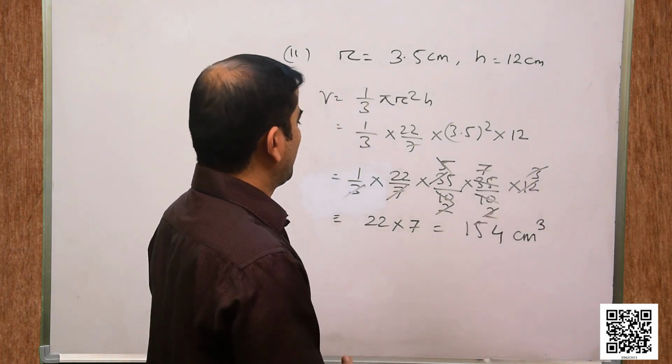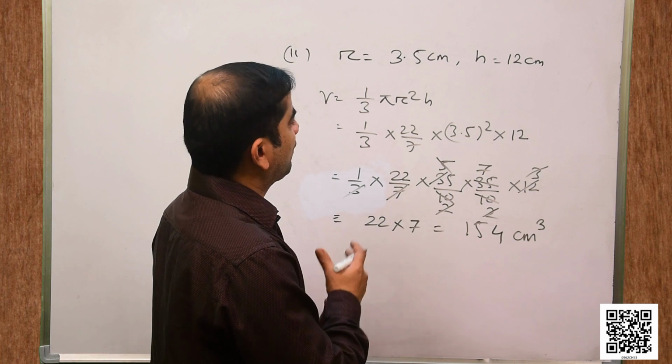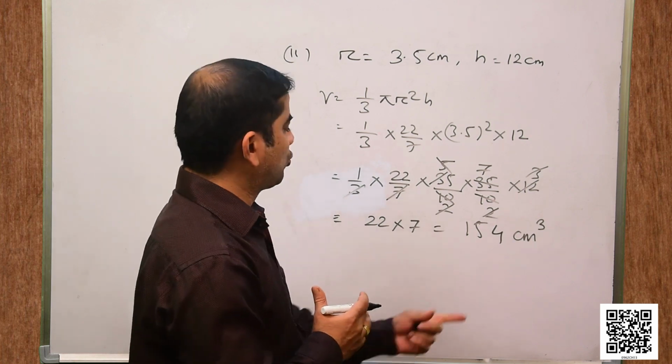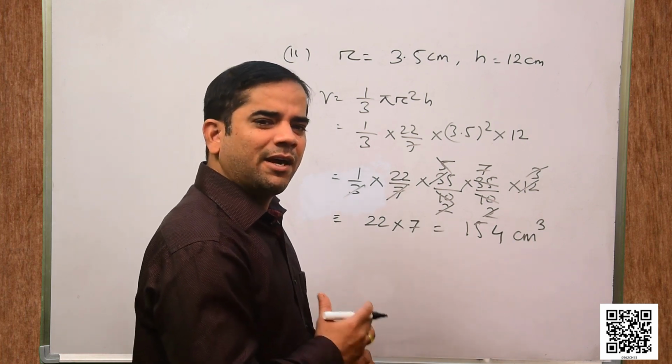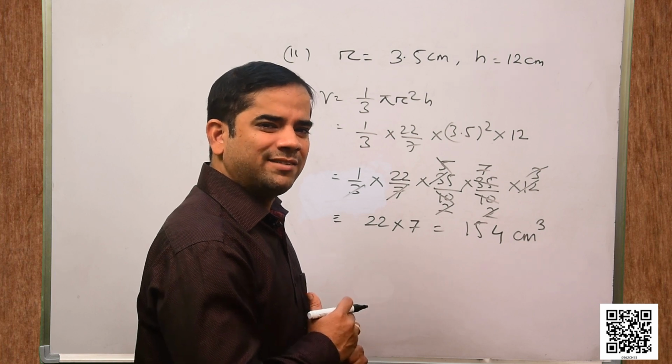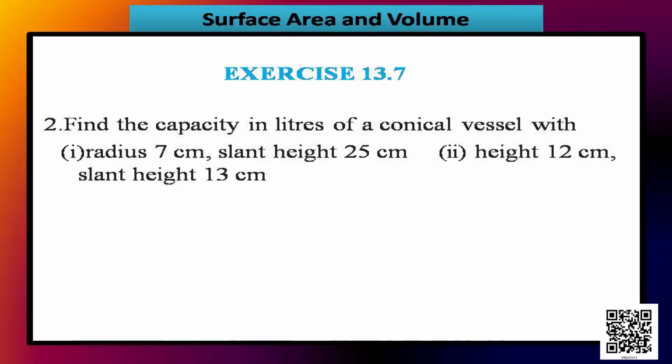Okay. So the volume of the second cone is found to be 154 centimeter cube. Hope you understand. Students, let us now solve question number 2. It says find the capacity in liters of a conical vessel with first radius 7 centimeter, slant height 25 centimeter and second height 12 centimeter, slant height 13 centimeter. So let us solve the question.